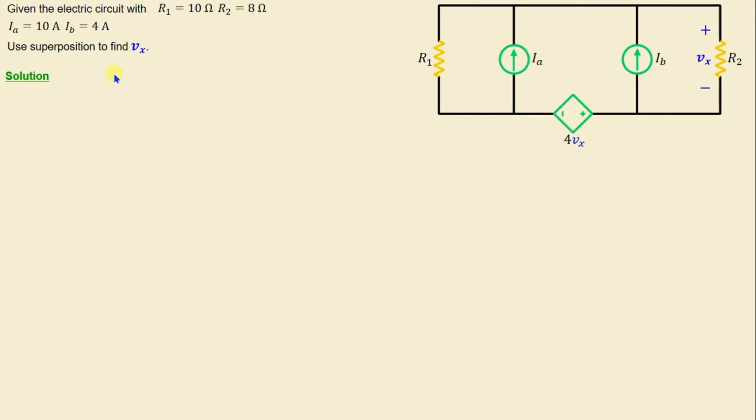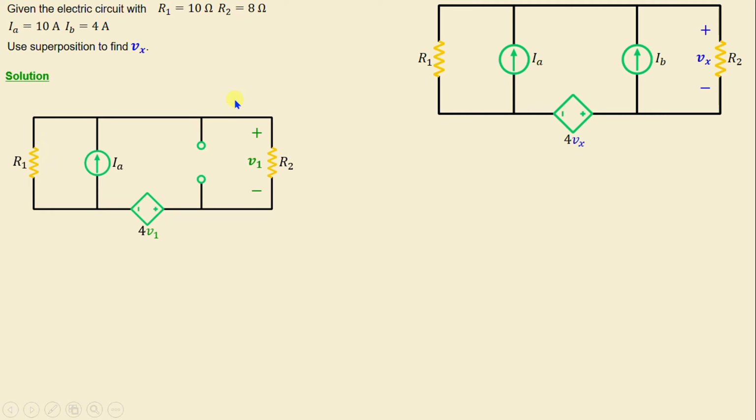Next, we proceed to deactivate all but one independent source in the circuit. This involves replacing the inactive voltage sources with a short circuit, which means zero voltage, and the current sources with an open circuit, which means zero current. Let's begin by activating the independent current source IA and deactivating the independent current source IB, which will be replaced by an open circuit.